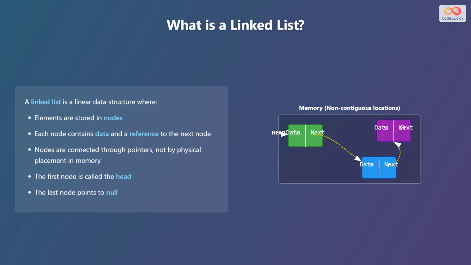Nodes are connected through pointers, not by physical placement in memory. The first node is called the head, and the last node points to null, indicating the end of the list. Unlike arrays, linked lists do not require contiguous memory locations, offering flexibility in memory allocation.